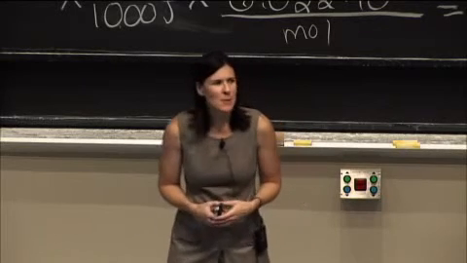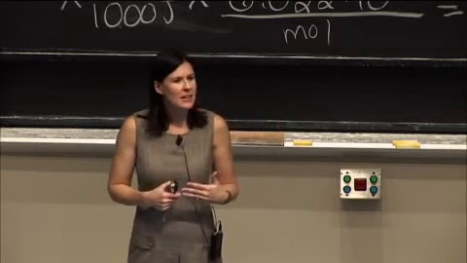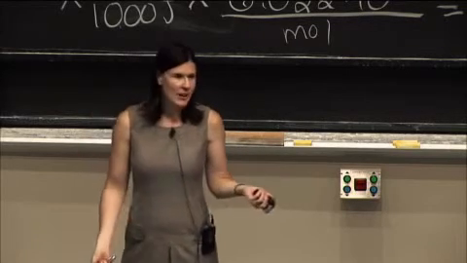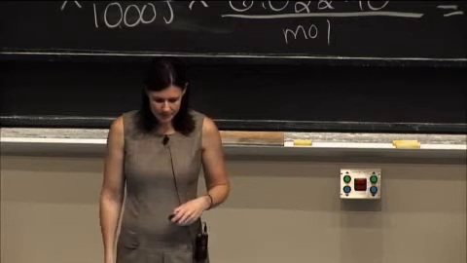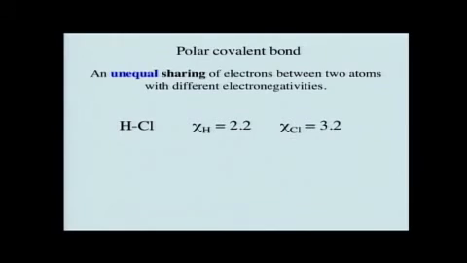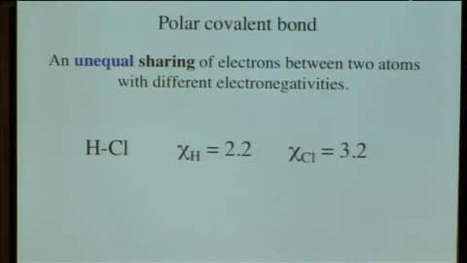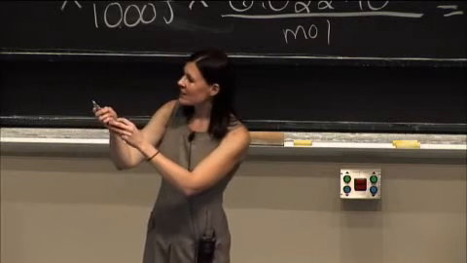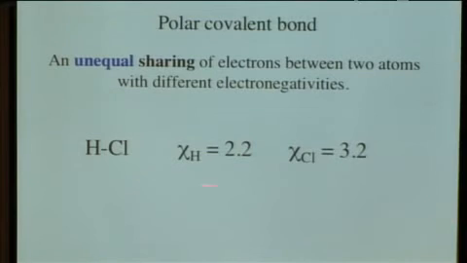This is any time you have a bond forming between two nonmetals that have different electronegativities. So for example, hydrogen chloride, HCl. The electronegativity for hydrogen is 2.2. For chlorine, it's 3.2. And in general, what we say is we consider a difference, in terms of a first approximation, if the difference in electronegativity is more than 0.5. So this is on the Pauling electronegativity scale.